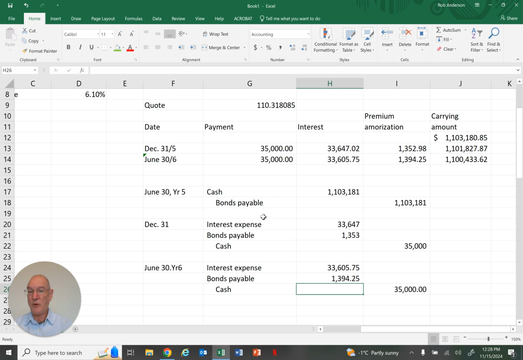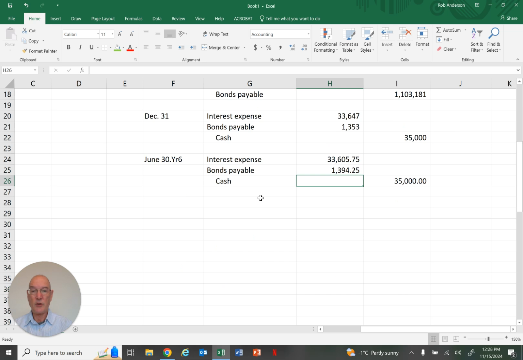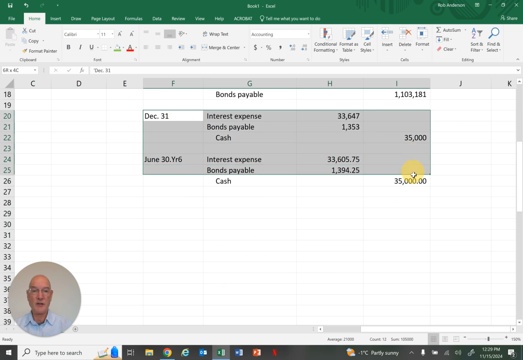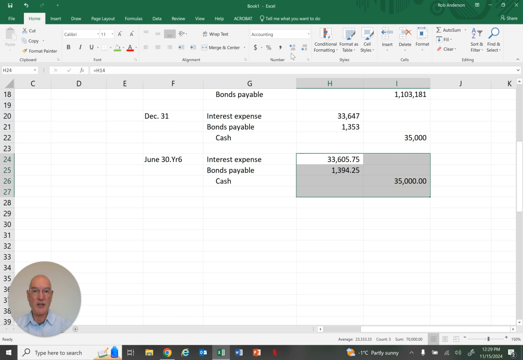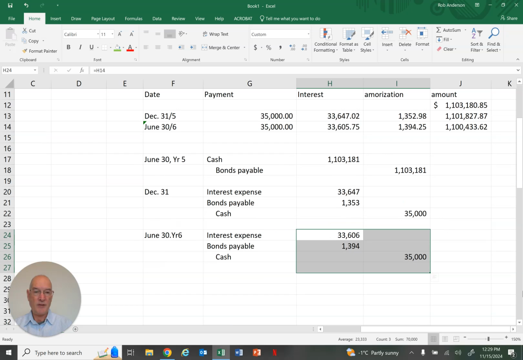So if you have this table done for 40 periods or 20 years of the bond, then you could do all the journal entries for 20 years of the bond just with the same account titles every time, the same payment every time. There we go, round it off. Okay, so it just repeats itself again and again and again.